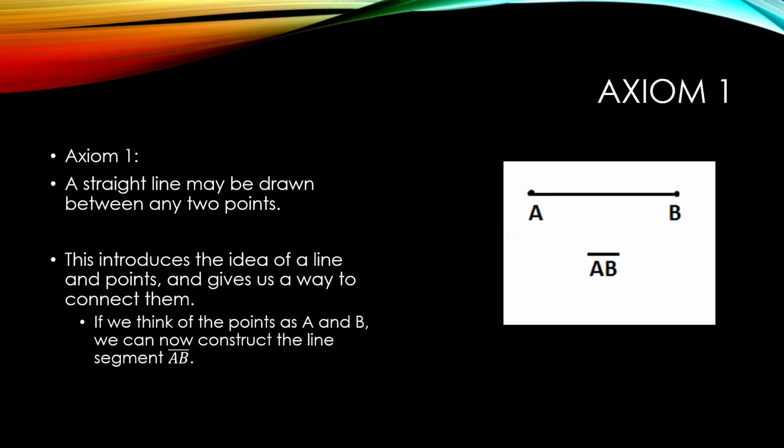Let's start with axiom 1. Axiom 1 says a straight line may be drawn between any 2 points. That seems reasonable, but this gives us the idea of points and a line. So now we have the idea of points. Points are some object or something on a surface, and we can draw a line between them. This may be in 2 dimensions, this may be in 3 dimensions, but we now have a way of visualizing what a line actually means.